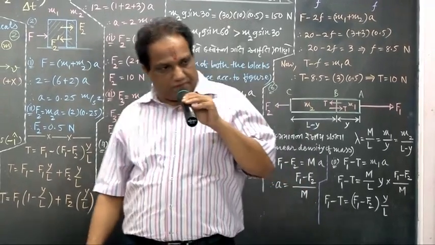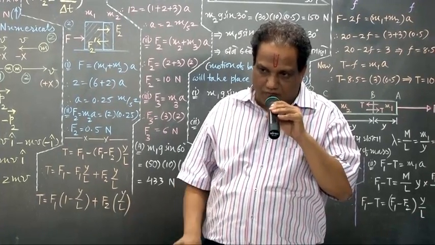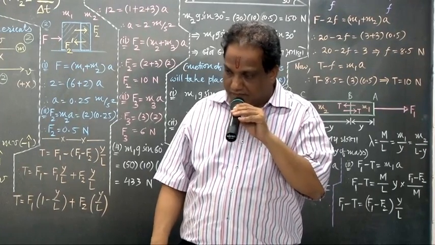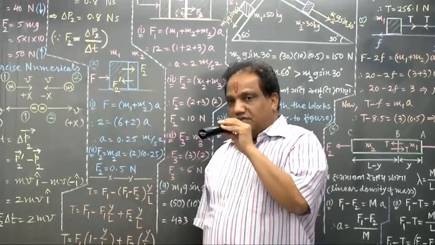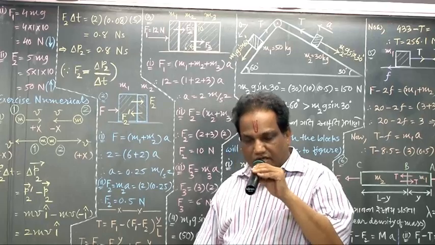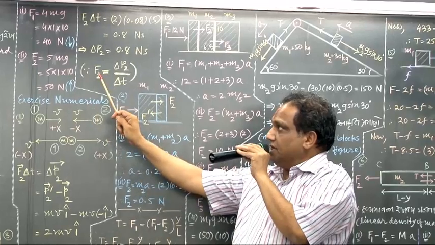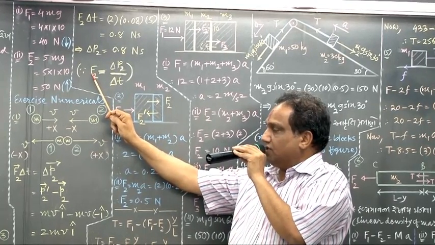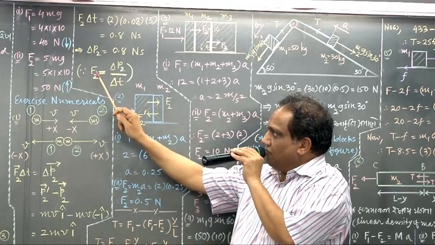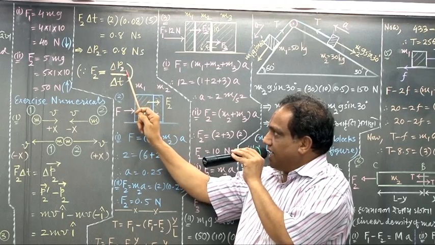We are asked to find out the impulse of force exerted by one body on the other body at rest. Impulse of force is force into time. According to Newton's second law of motion, F equals dp by dt, or F equals delta P by delta t. Suppose you want the force exerted on the second body, then you should write F2, and here the change in momentum of the second body.